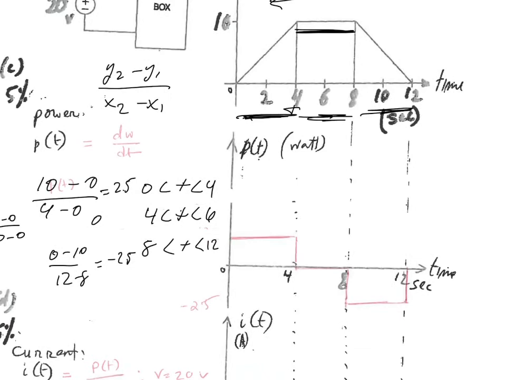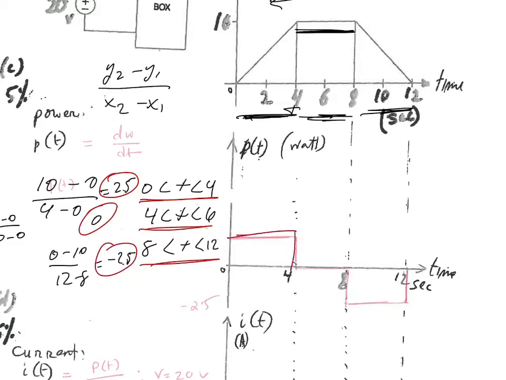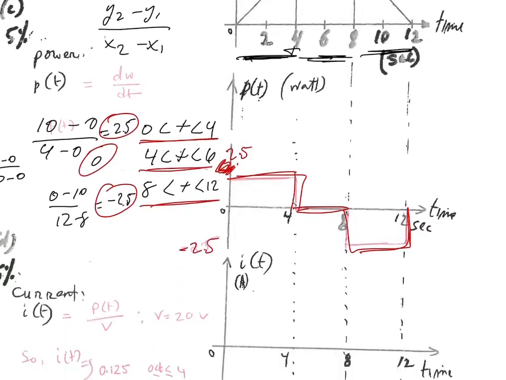Okie doke. And then you use this info and you graph it. So here we have 2.5 at 0 to 4, 0 at 4 to 6, and negative 2.5 at 8 to 12. And that is why we graph this here. It's at 0 here and negative 2.5. So, he's trying to say here that this is 2.5, and this point here is negative 2.5.